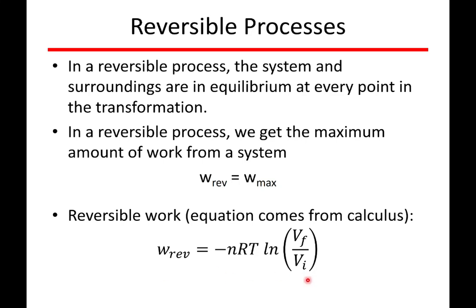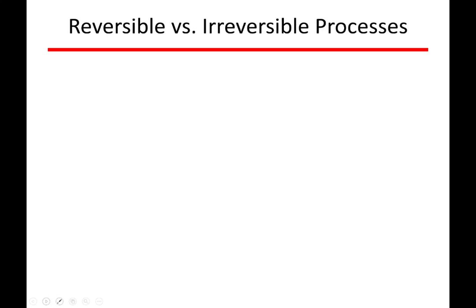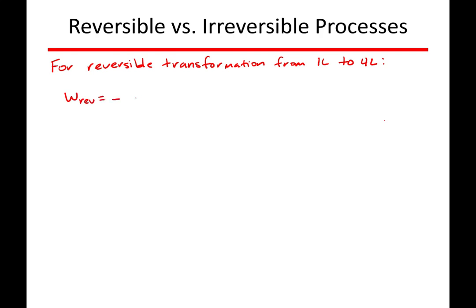It says that the reversible work, or the work for this reversible process, is equal to negative nRT times the natural log of V final over V initial. We can use this equation to calculate what the work was for this reversible process. So for the reversible transformation, the work would be calculated by saying work reversible is equal to, well, again, just write the equation out, negative nRT ln of V final over V initial.